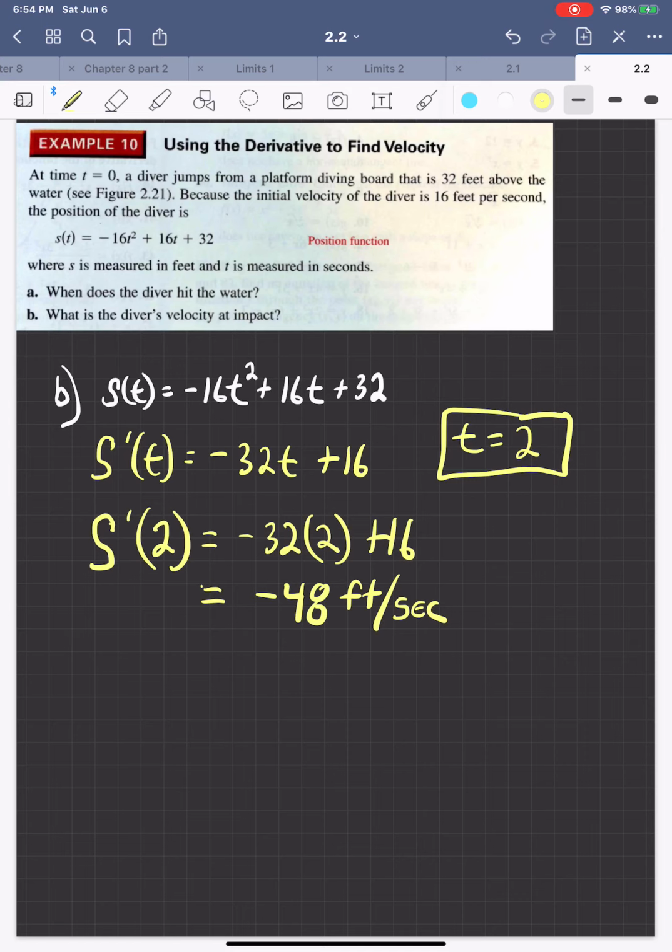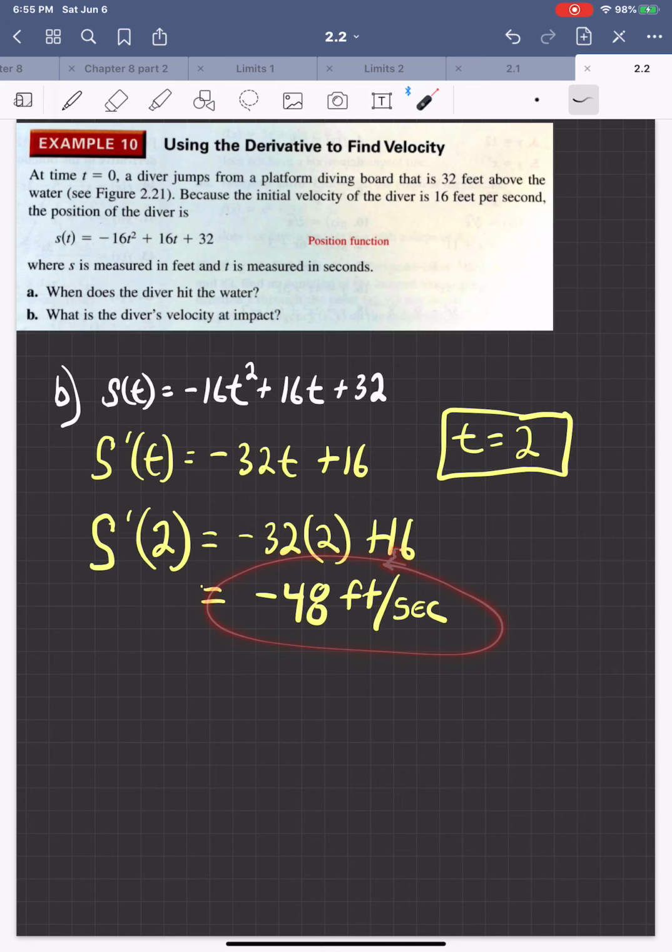So there's two ways of stating this. The negative means, in our case, downward. So you could say the velocity is -48 feet per second, or you can say the velocity is 48 feet per second downward. Either one works.